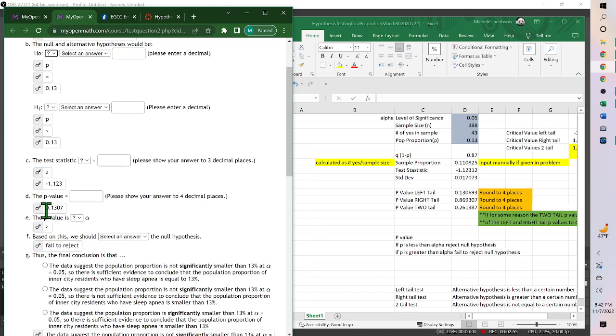You're comparing this value with your alpha. If p is less than alpha, reject. So this was less than. So that's a left tail, 0.13. And we're comparing that to 0.05. So the p-value is greater. P is greater than alpha. If p is greater than alpha, fail to reject, right here. So we fail to reject.